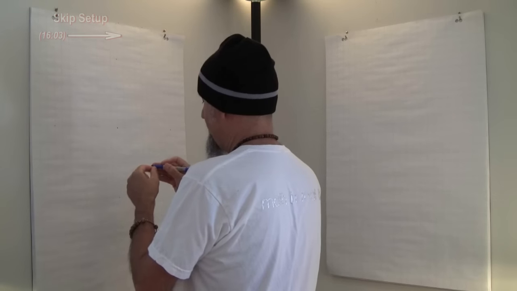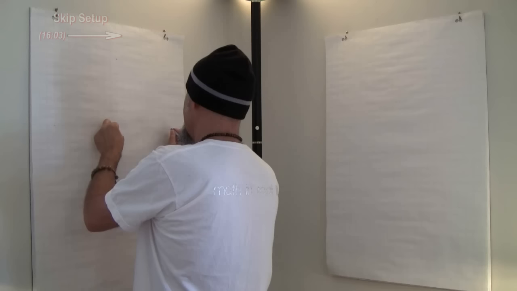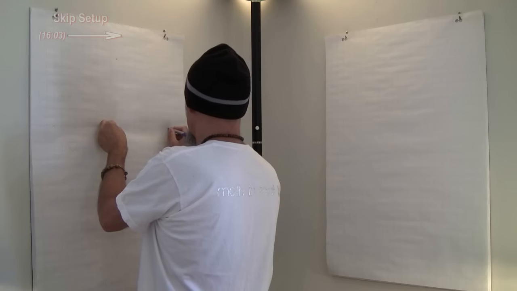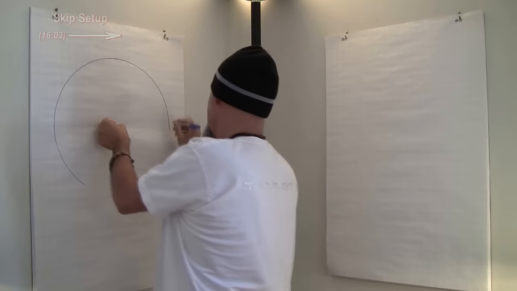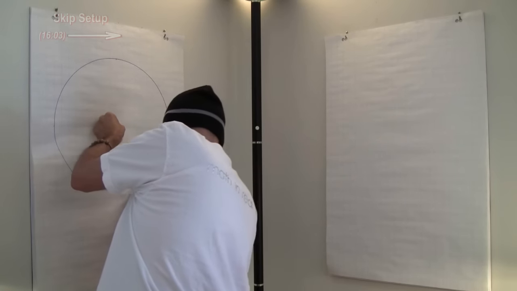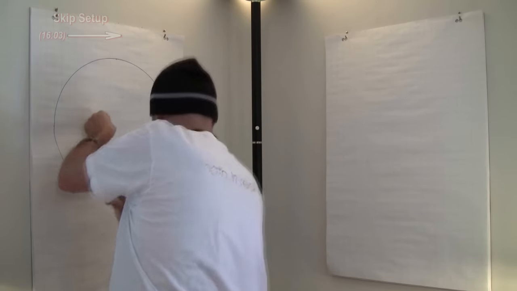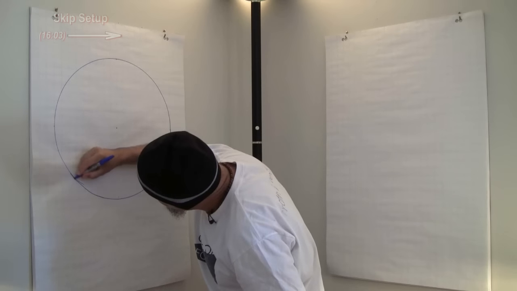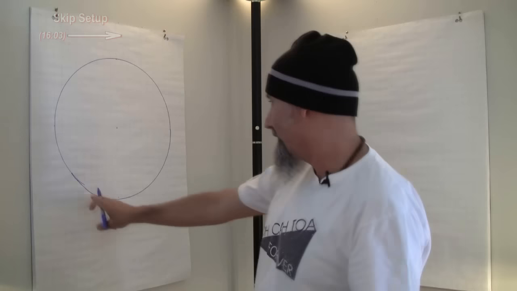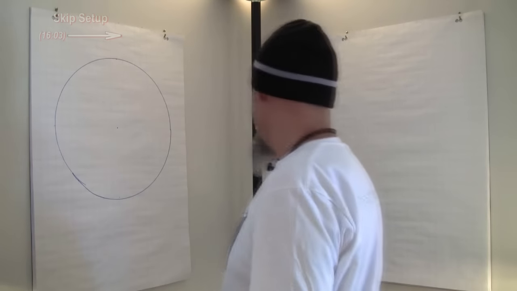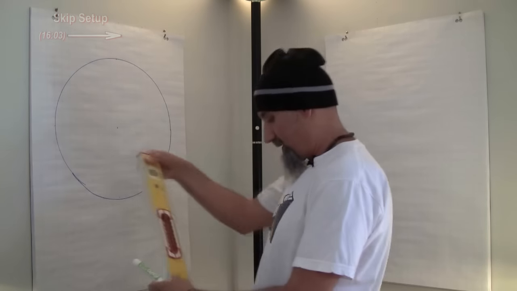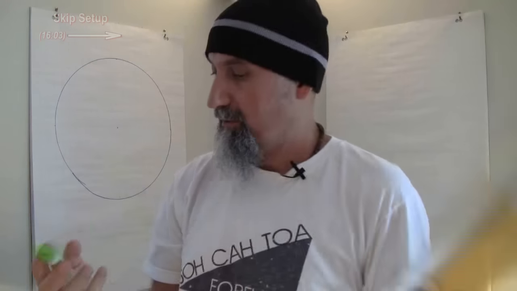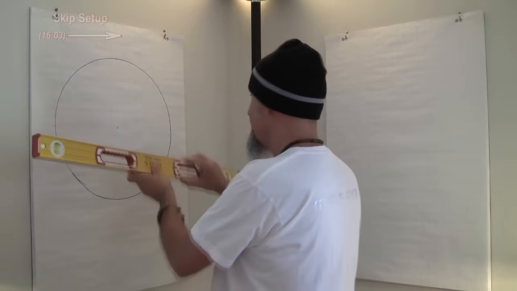So let's put this tight. Circle a little bit off, but that's okay. Can't make it all perfect, right? So now that we've got the circle set up, let's go set up our grid. That's what we want. And we're going to set that up using our little lever again, right? And green. So let's do this.